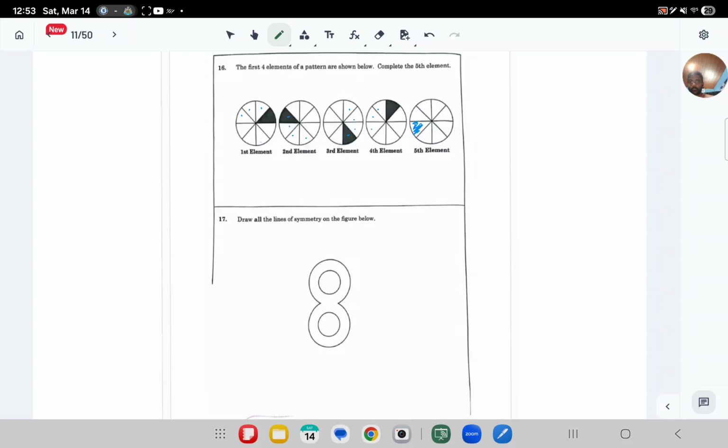Number 8, draw all the lines of symmetry on the figure below. Alright, so we have an 8, it has 1 vertical line of symmetry and 1 horizontal line of symmetry.